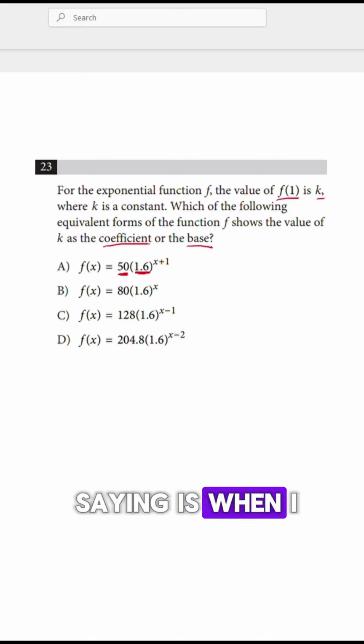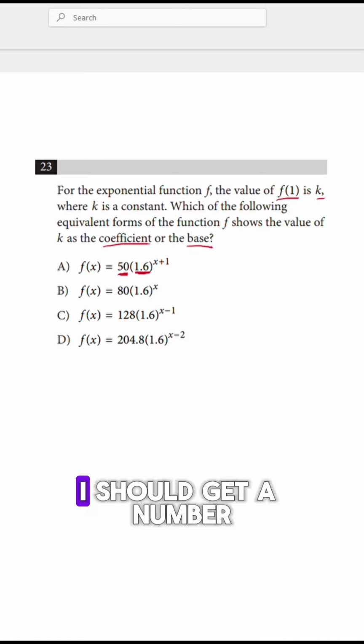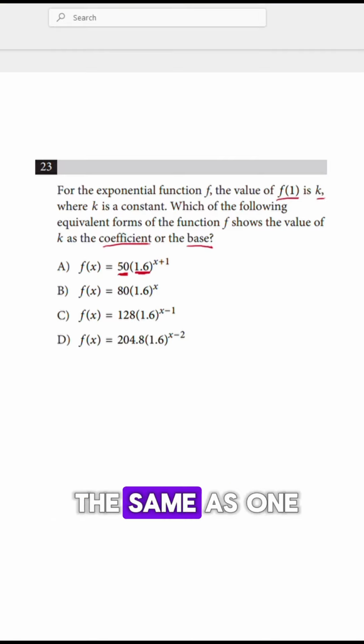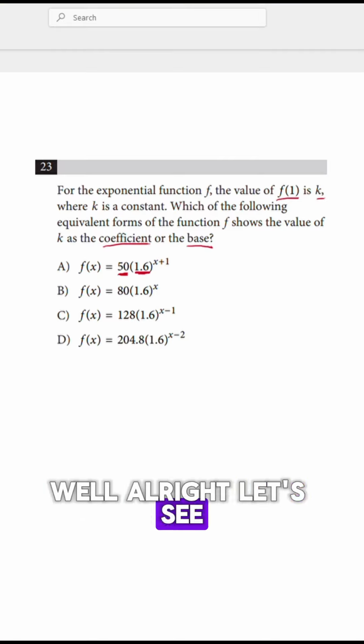So what this is saying is, when I plug in 1 to this function for x, I should get a number or an output that's the same as one of those two numbers. Well, alright, let's see what happens.